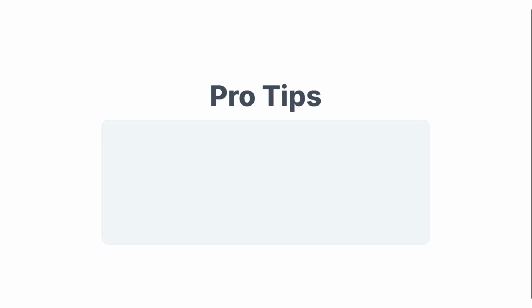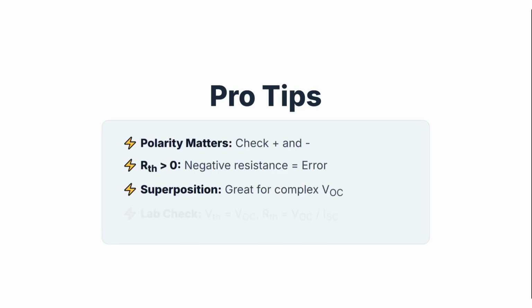Here are some pro tips from years of teaching this. Tip 1. Always double-check the polarity of V Thevenin. Draw the positive terminal clearly. Tip 2. R Thevenin should always be positive. If you get a negative resistance, you made a mistake. Go back and check your work. Tip 3. When in doubt, use superposition to find VOC. It always works.